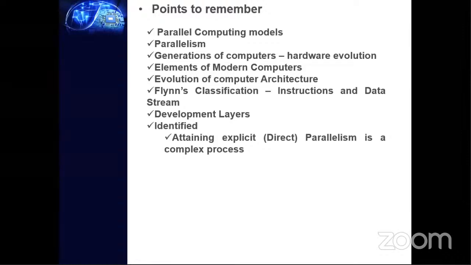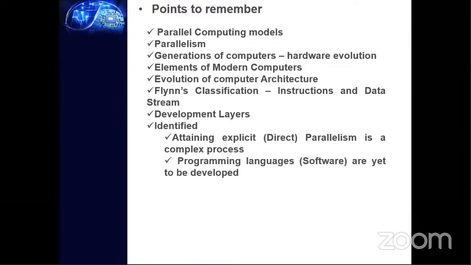You have to consider this. It's a massive parallelism. Even within a fraction of a second, a parallel computer executes thousands of programs. You just imagine. But in practice, attaining such explicit, that means direct parallelism, is a complex process. It's not an easy process. So from the discussed topic, we identified the first point: attaining of explicit parallelism is a complex process.